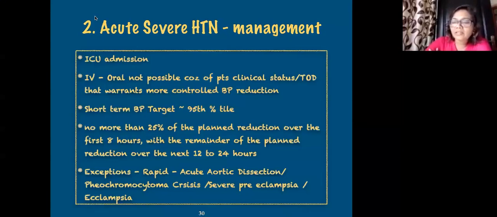So what is your target? The short-term target should be approximately the 95th percentile, and you should not be too fast in bringing down the blood pressure. What is recommended is to bring down approximately 25% of the planned reduction over the first 8 hours, with the remainder, which means 75%, over the next 12 to 24 hours. Of course, there are exceptions like an acute aortic dissection or a severe pheochromocytoma crisis. Some of it is out of context to pediatrics, but I have mentioned it for the sake of completion.